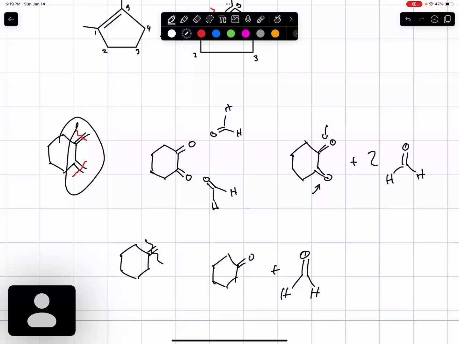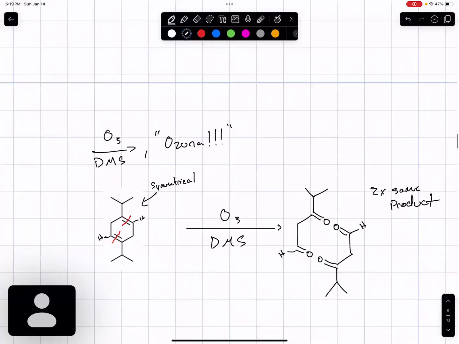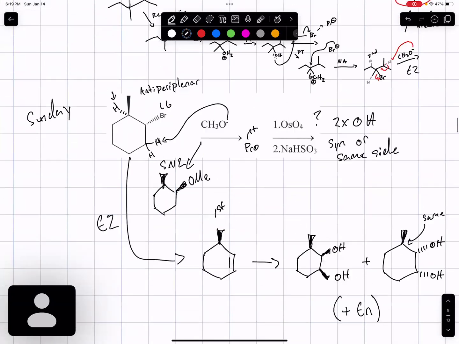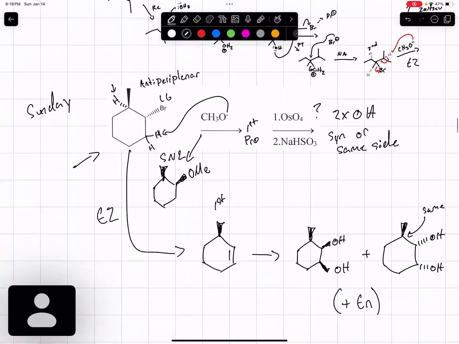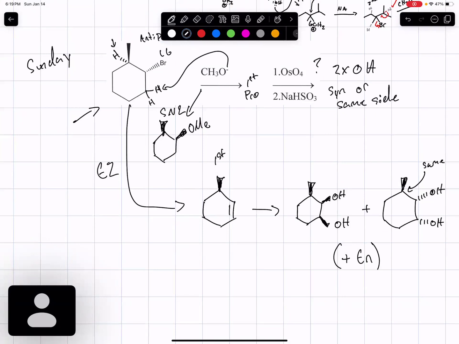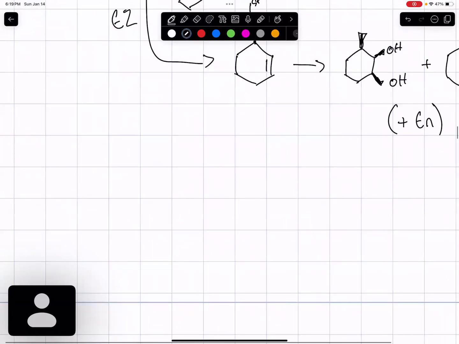Thank you. You're very welcome. I forgot to do the second part of this question. Somebody asked, I think in the chat, something similar to this. Let me just make sure I'm drawing it correctly. The question was, if I did a Zaitsev alkene, why is this wrong? And it was drawn as such.